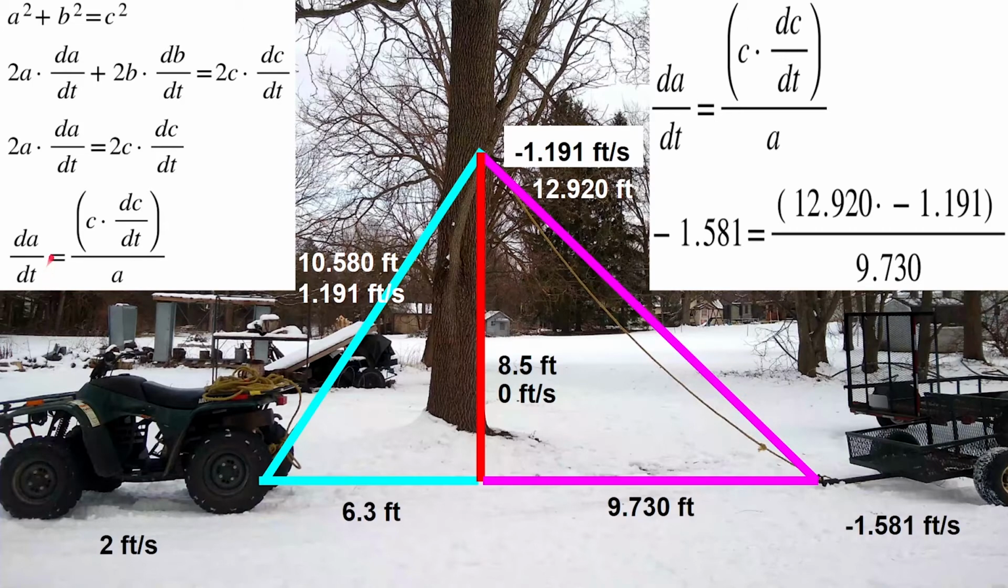So when we figure out this equation, when we isolate dA over dt, we learn that we need to plug in 12.920 feet, the hypotenuse length, times its rate of change of negative 1.191 feet per second, and then divide that by the leg length of 9.730 feet. And what we're left with is negative 1.581 feet per second. But this is not the end, because this is only the rate of change for this leg as it approaches, as it shrinks, as it goes toward this center line.